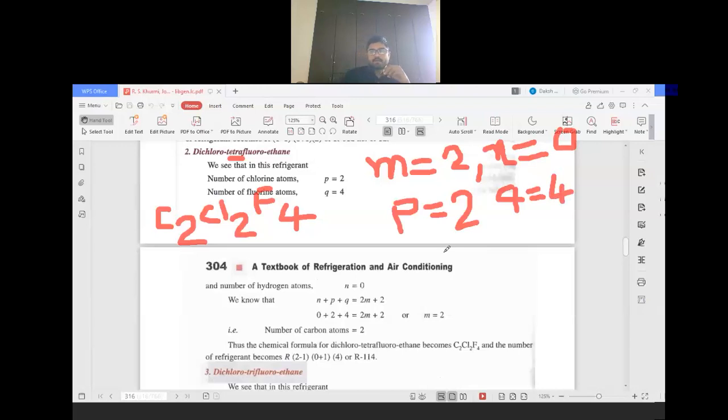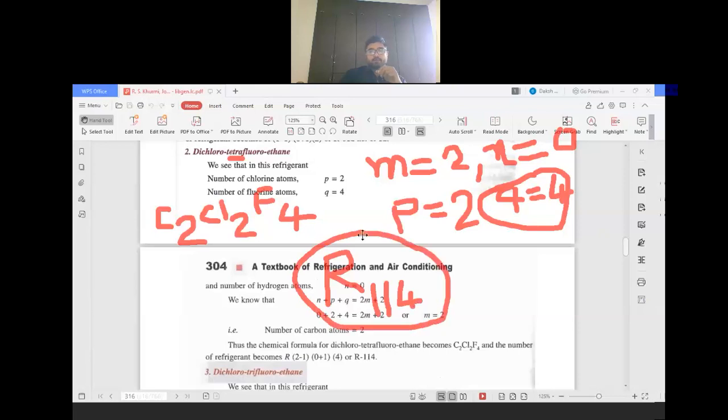Now here again we will write first R, m minus 1. So m minus 1 means 2 minus 1, so that will be 1. Then after n plus 1, n plus 1 means 0 plus 1 means 1, and last will be q. So here q is our 4, so directly we can write here 4. So this refrigerant will be our R114. So I hope you have understood this. So this is our R114.